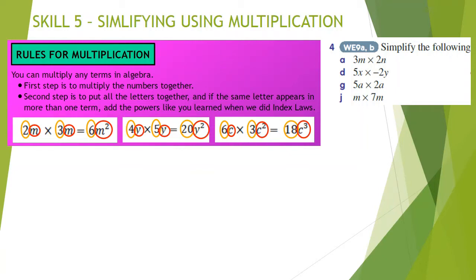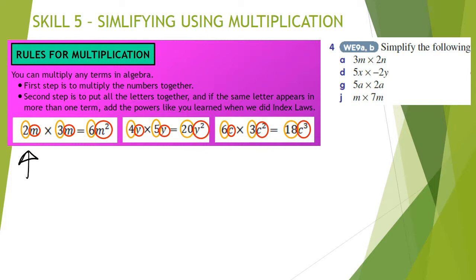Skill 5. Simplifying using multiplication. When we multiply, there's two steps. The first step is to multiply any numbers in the terms together. The second step is to take all the letters out and put them together. If the same letter appears more than once, then you add the powers. Some examples of this are featured below.